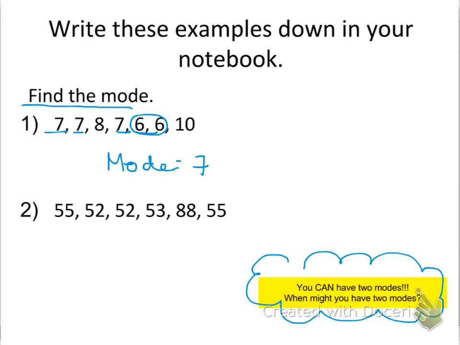Okay, you can have 2 modes when the same number occurs the same number of times. So for example, here we had 3 7s, but only 2 6s. If our data set had another 6 in it, then the mode would be 7 and 6. So if you have 2 numbers that occur the same number of times, then you have 2 modes.